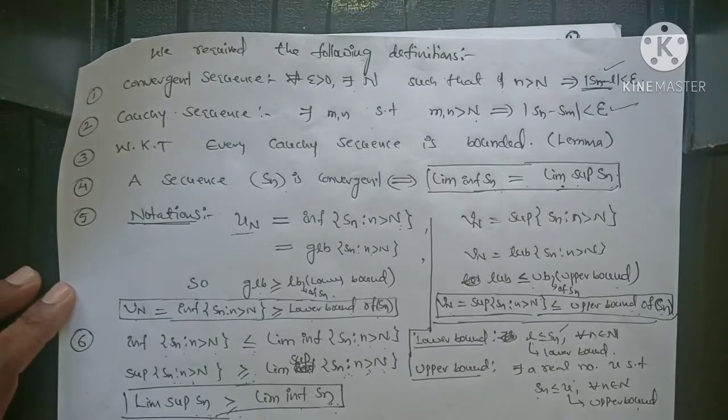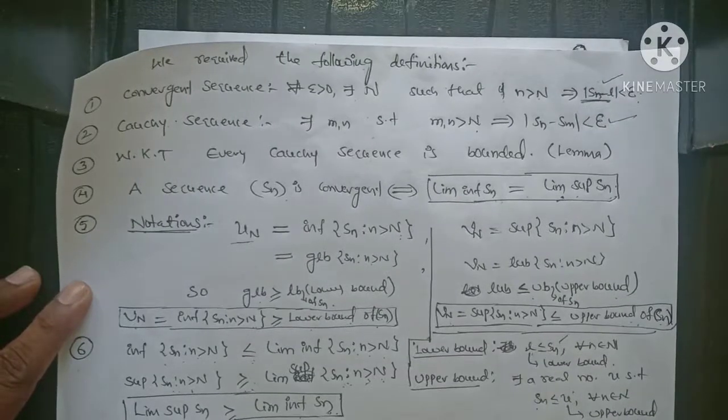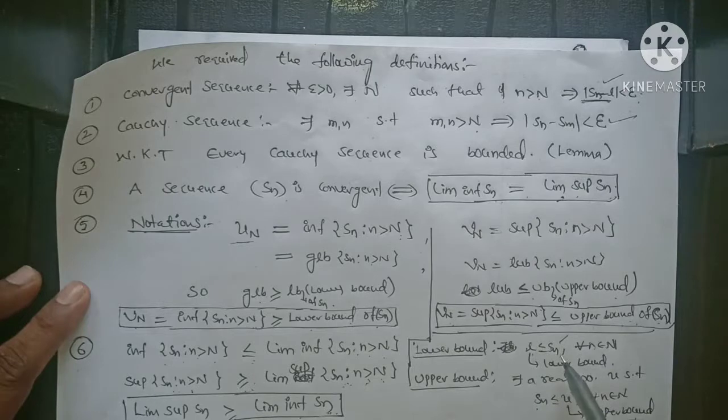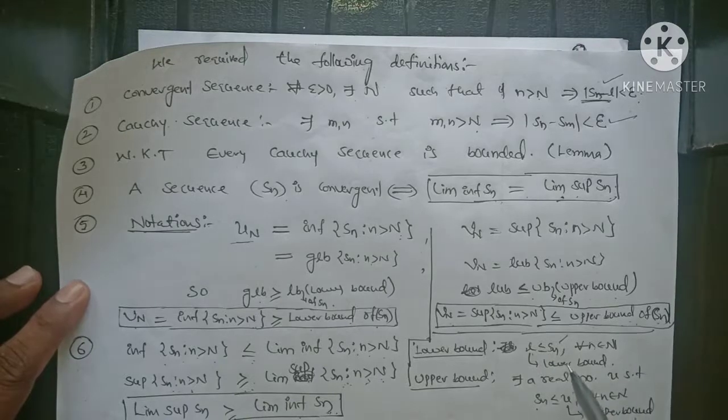We need a lower bound and an upper bound also. What is a lower bound? A real number L with L less than or equal to Sn for every n belongs to N is called a lower bound of the sequence Sn, and Sn is called a bounded below sequence. So in that sequence Sn, we find a number L which is less than all the members of the sequence. That number L is called a lower bound. The sequence is called a bounded below sequence.